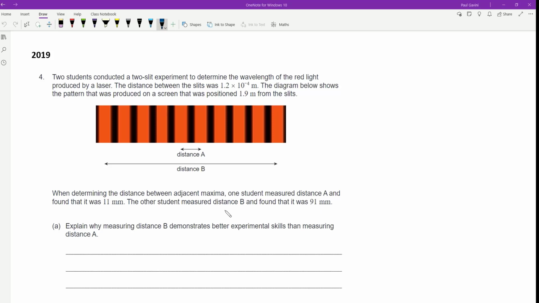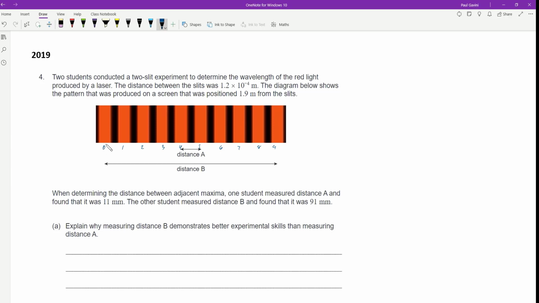Okay, let's go through this. So looking at the 29 exam, we've got an interference pattern. Now just to start off with, this is referred to as 0. 1, 2, 3, 4, 5, 6, 7, 8, 9. So there are 9 divisions for distance B.